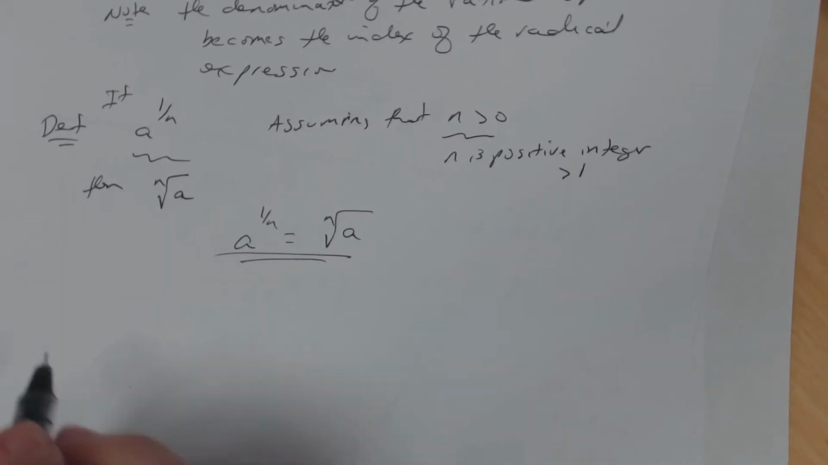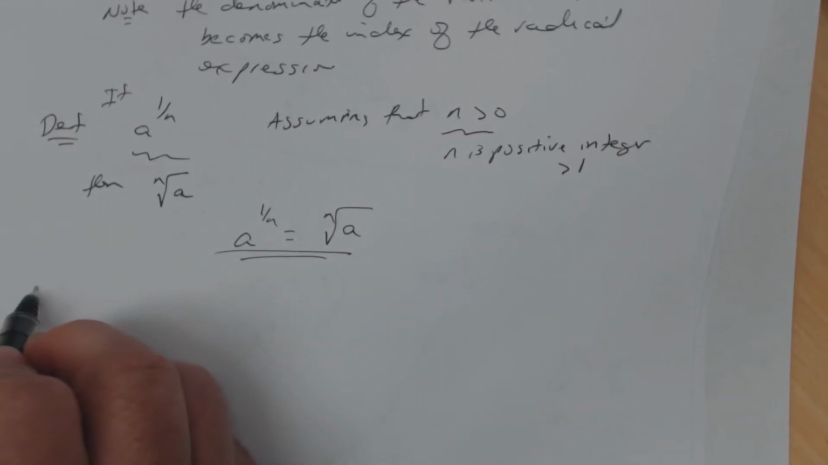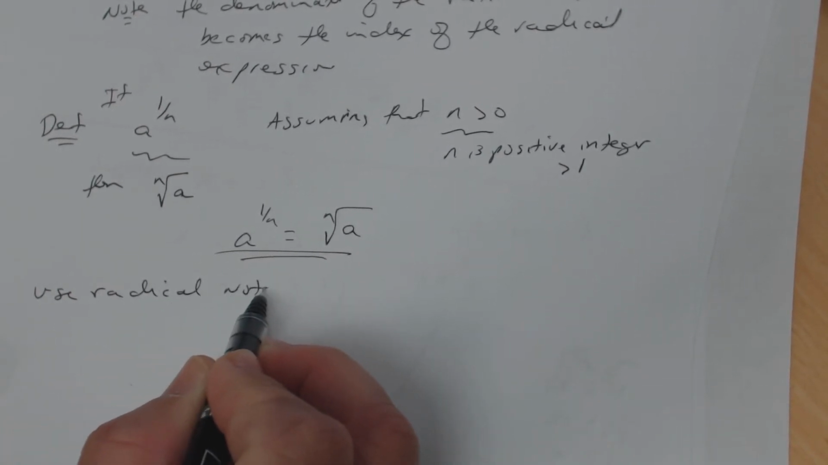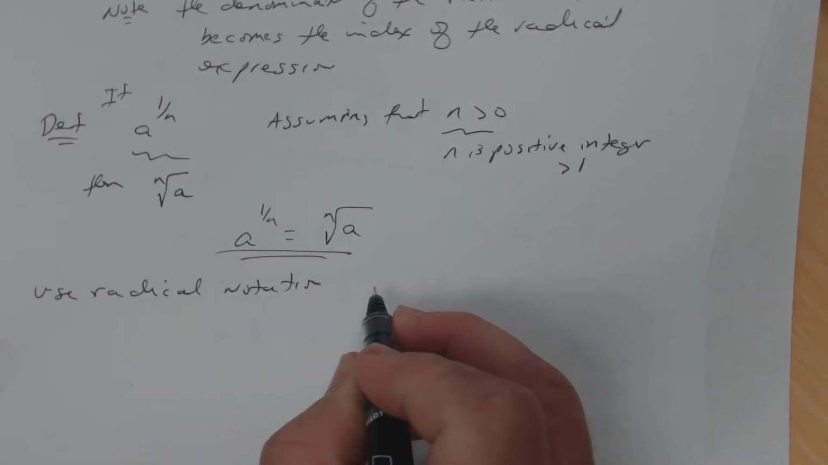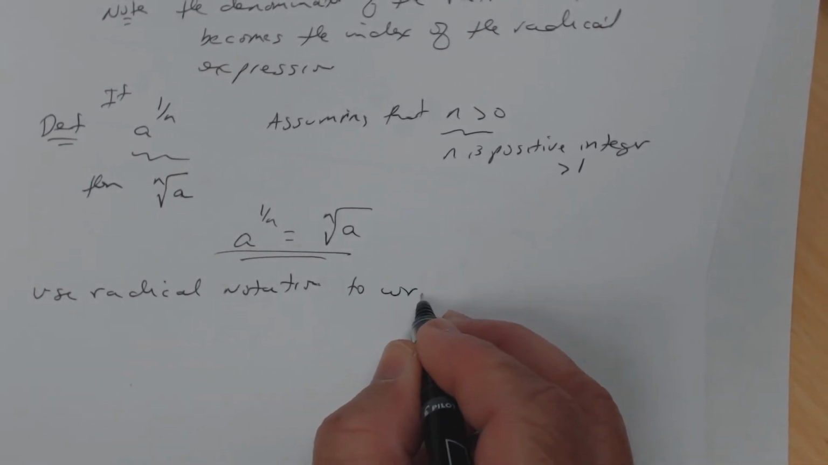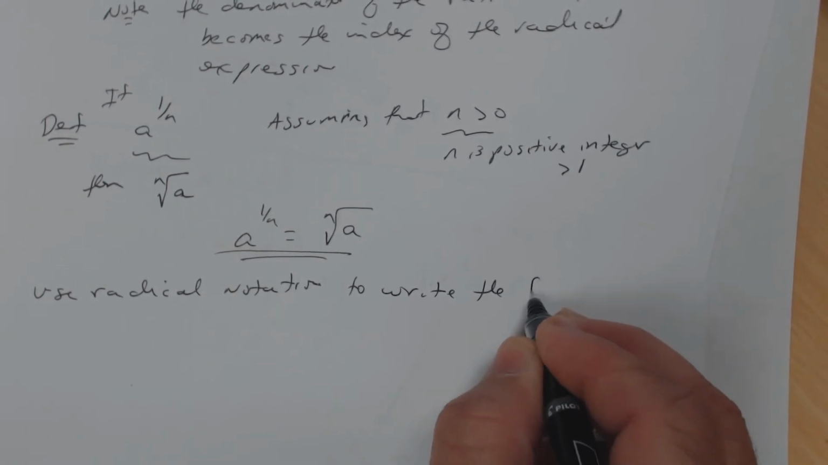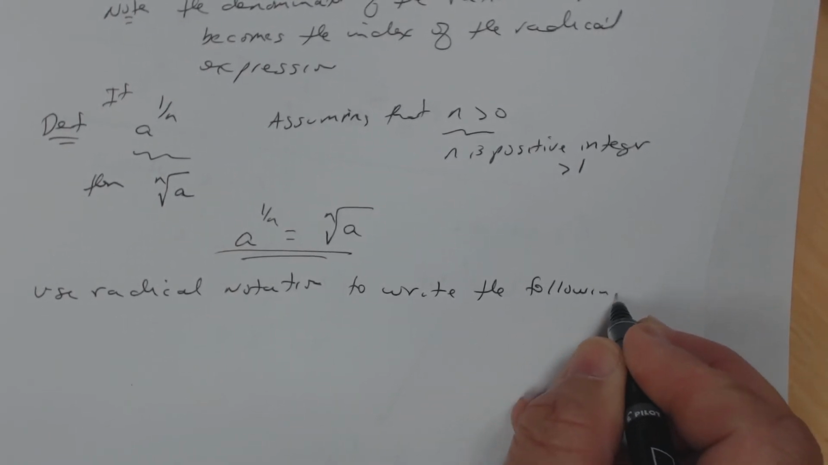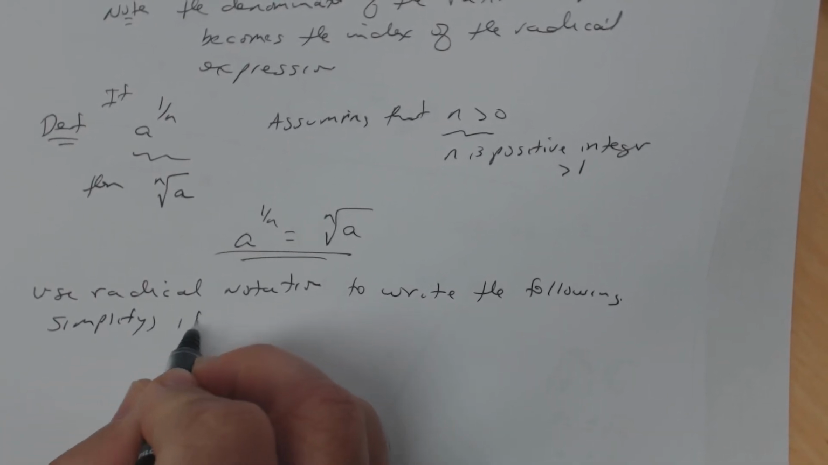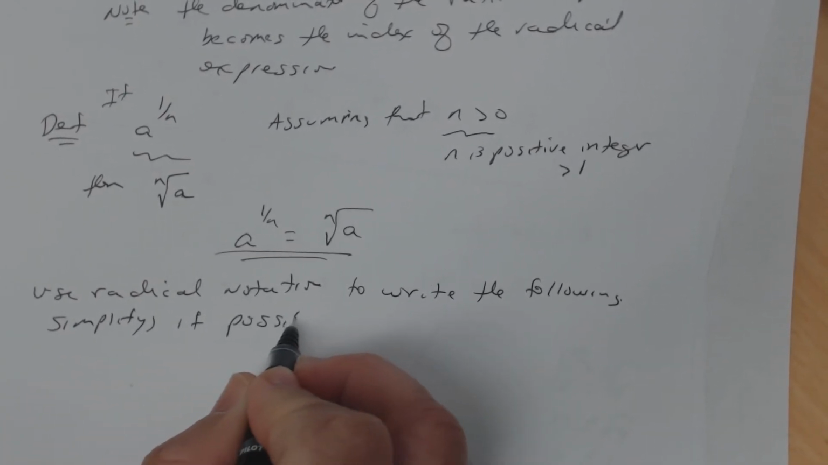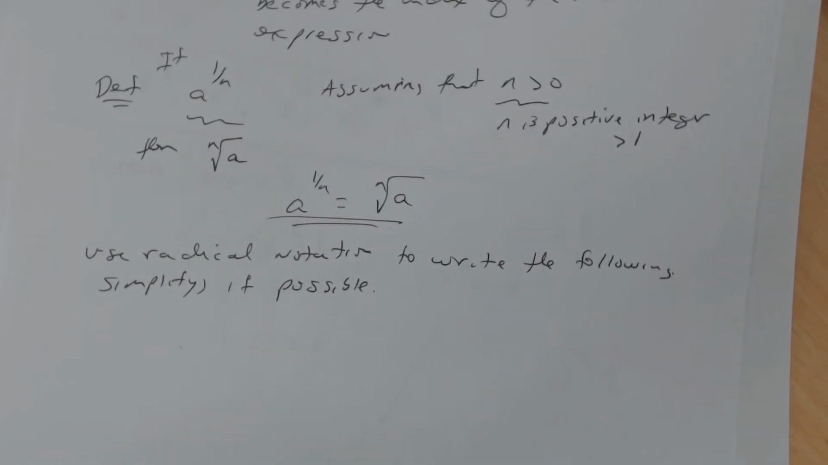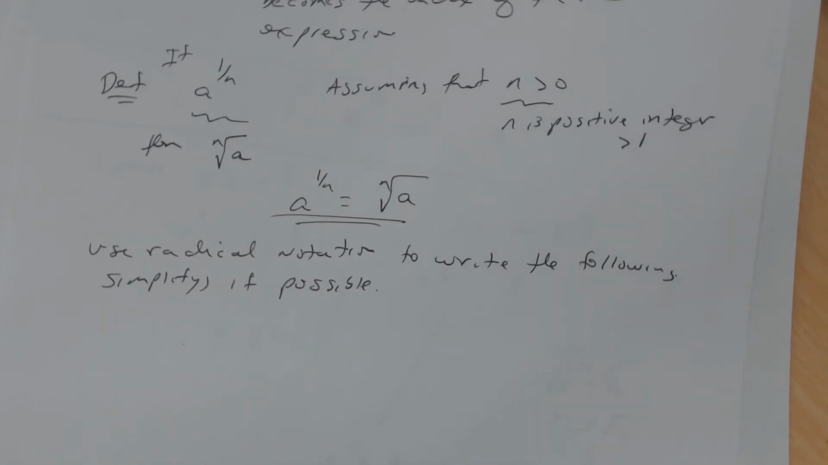All right, now let's use this. The directions are going to say: use radical notation to write the following, and then simplify, if possible. Okay, so that's your direction. Use radical notation to write the following, and then simplify if possible.